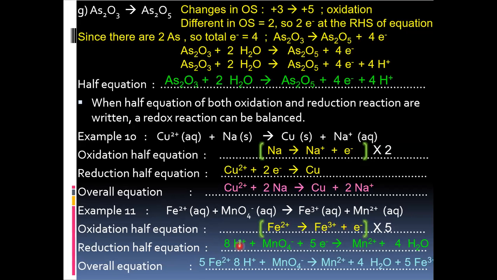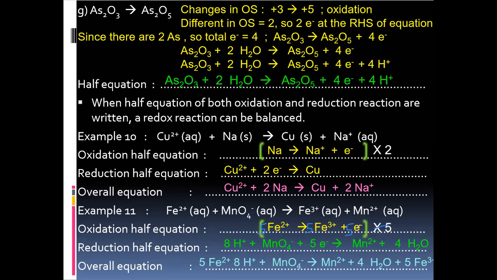Now, how do we balance this equation? To balance this equation now, I told you we cross multiply the number of electrons. How many electrons do I have here? 5. How many do I have here? 1. That means I multiply this one through by 1 and I multiply this one through by 5. If I multiply through by 5, I'm going to be having 5 Fe2 plus to give us 5 Fe3 plus plus 5e minus.